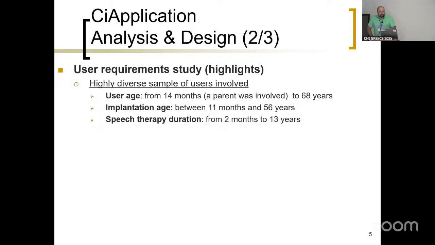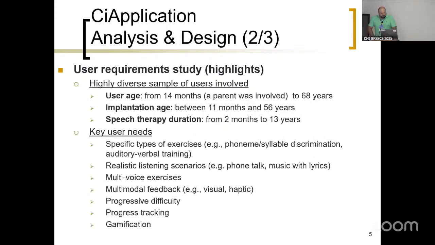So, some highlights. I don't have the time to go into much depth. We had a highly diverse sample of users. You can see diversity in terms of user age, implantation age, and speech therapy duration. Some key user needs we managed to accumulate: they asked for specific types of exercises, which are more or less the exercises they do in other formats, of course, mainly with printed cards and stuff in their therapy sessions.